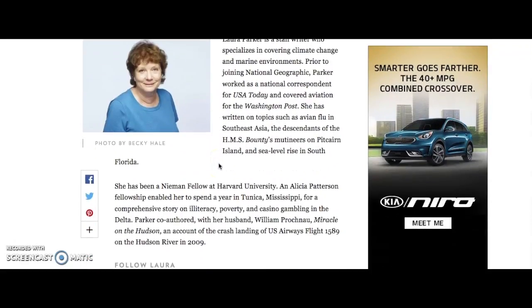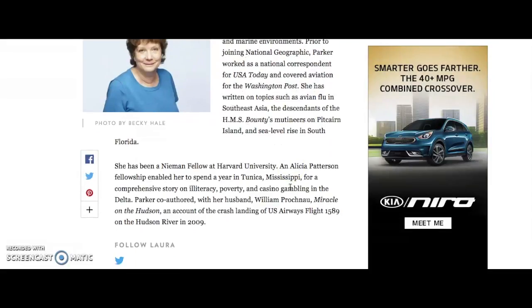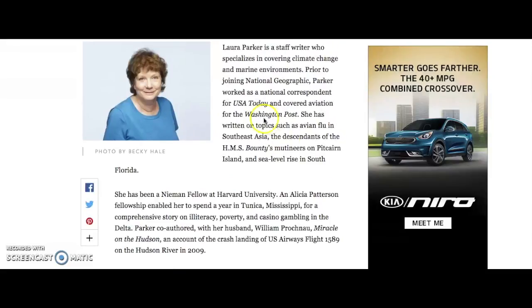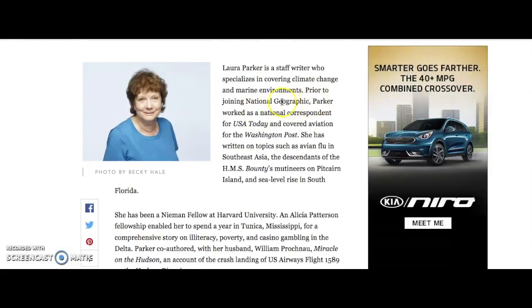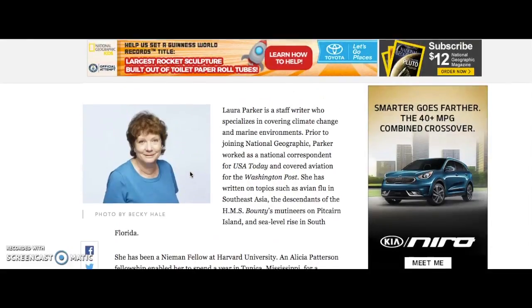Another thing that's really handy to see is that she was a Nieman Fellow at Harvard University, which only adds to her credibility. So you're just going to want to look at different things like that, maybe what they specialize in. Additionally, it shows that she has a good track record. She's worked at pretty large news outlets such as USA Today and Washington Post in the past. So these are just good things to keep in mind as you're moving through the article.